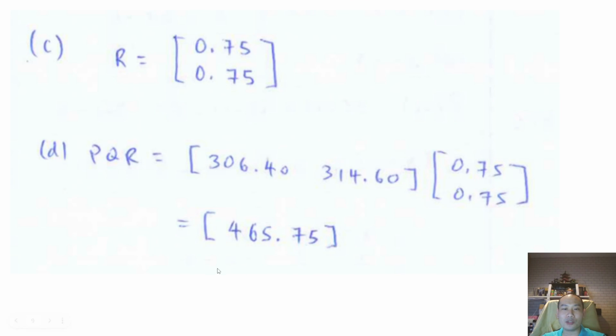And adding, so calculating together, this is the total amount that is the profit, total profit, right? 75% of the entire thing added up together. Okay, so just do this. 306.4 times 0.75 plus 314.6 times 0.75. This is the result.